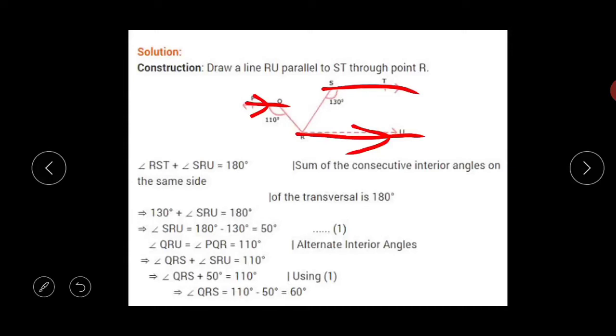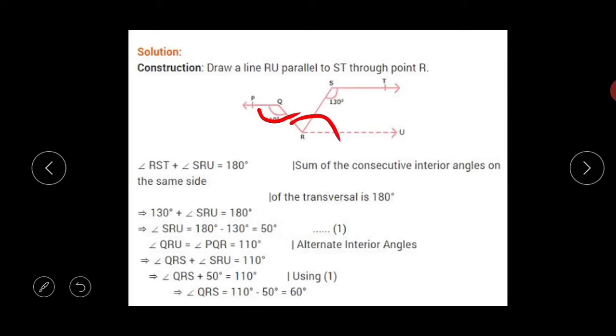और अगर RU और PQ parallel है, that means alternate angle आपस में क्या हो जाते हैं? Equal. That means PQR completely किसके equal हो जाएगा? QRU के. So अगर PQR हम लोग का 110 डिग्री है, तो QRU भी 110 डिग्री ही होगा. That's what I have written over here. Okay, because they are alternate interior angles.